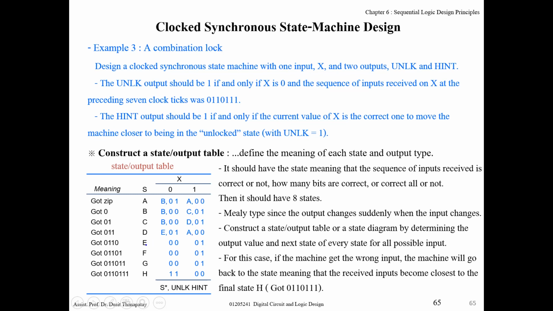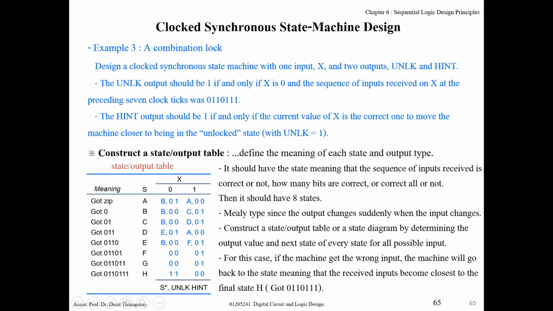And at state E, already 4 bits are correct. If the next input is 0, it's not correct, right? For 0 it is okay, it can go back to state B to reduce this 0. And if the next input is 1, go to F. At state F, if the next input is 1, it goes to G. If the input is 0, it goes to what? Okay, go to B, right?